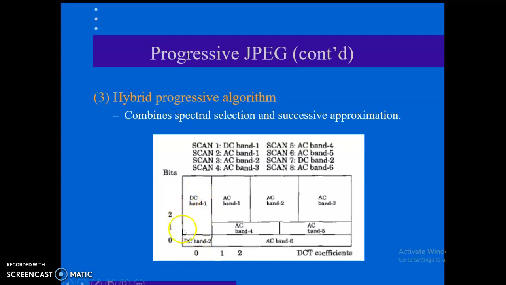Here DC band 1, DC band 2, AC band 1. This is AC band 6. This is DC band 2, DC band 1, DC band 2, AC band 1, AC band 2, AC band 3. This area AC band 4, this area AC band 5, this area AC band 6. Here 0, 1, 2.